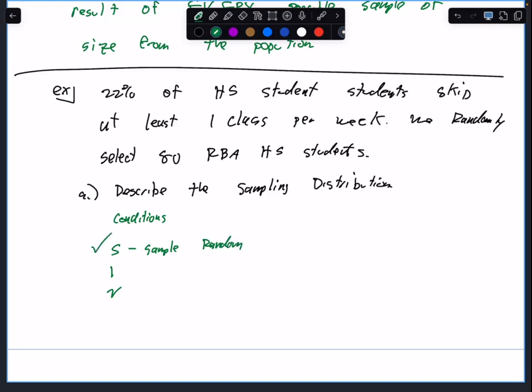Check. Is this independent? Is there independence, which means there is less than 10% sampled? Yes, 80 is less than 10%. Let's say there are 1,000 high school students. I know there isn't more; 80 is less than 10% of all students.